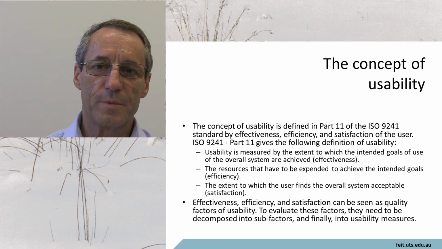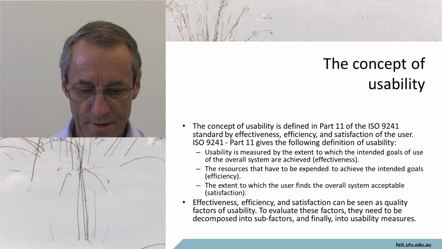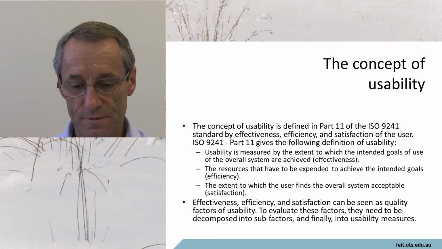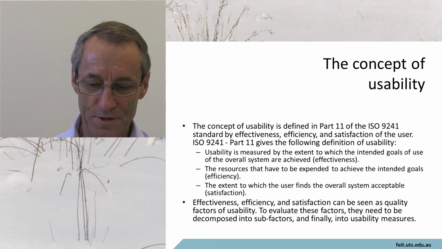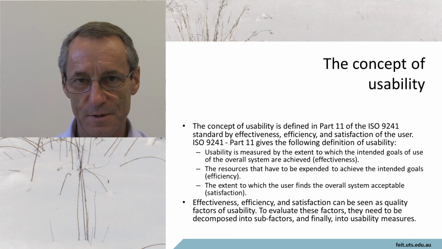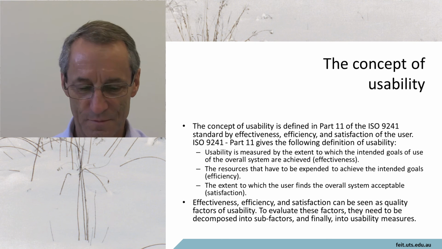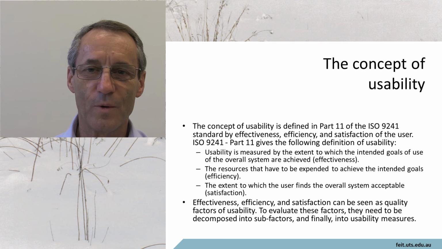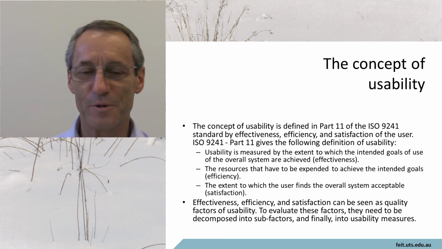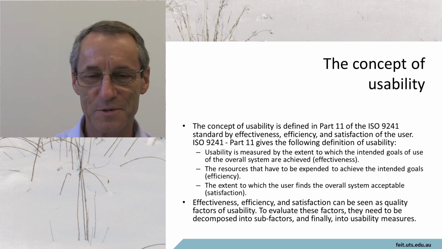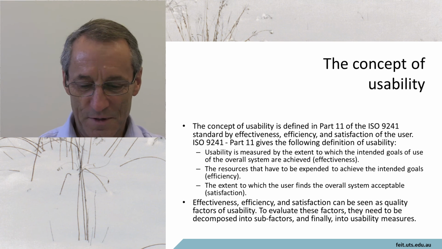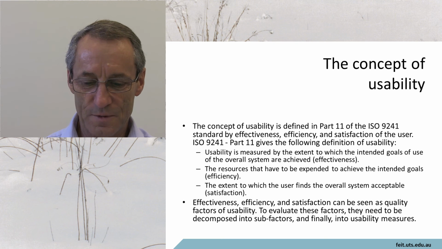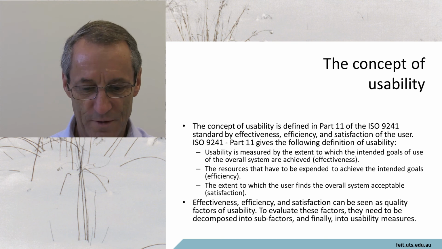Now, the concept of usability is defined in Part 11 of ISO 9241, Standard by Effectiveness, Efficiency and Satisfaction of the User. Right? Now, ISO 9241 is not one that I'm overly familiar with, but it is a standard on user interfaces and usability. So usability is measured by the extent to which the intended goals of the use of the overall system are achieved. So that's talking about effectiveness.